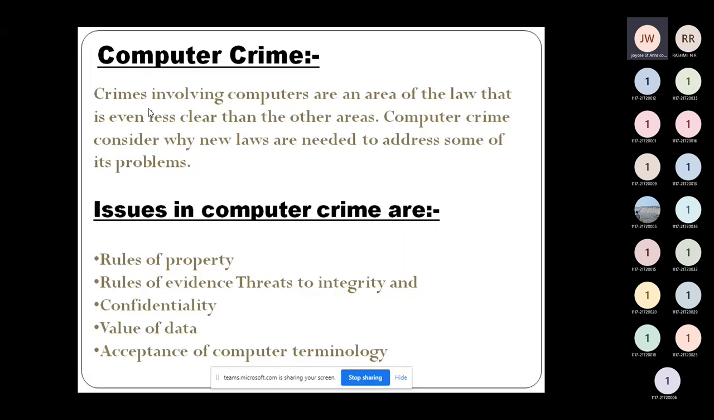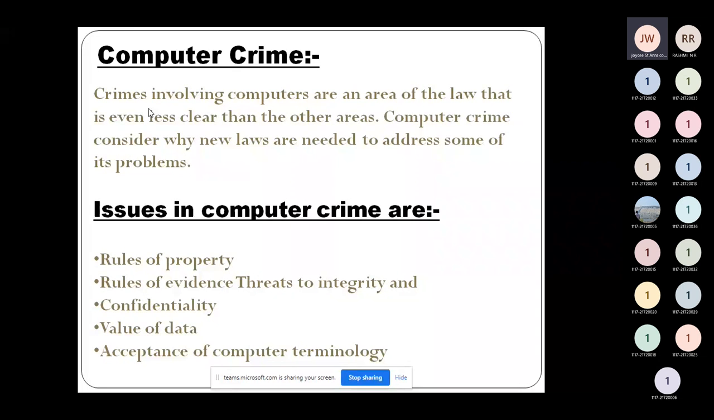So here we have some areas where we are facing many problems with computer crimes. We have some issues in computer crimes. What are the issues we have? First one is rules of property, and based on the property, we have some rules. Rules of evidence, threats to integrity, confidentiality, value of data. These are the different issues we are facing, depending upon the computer crime.